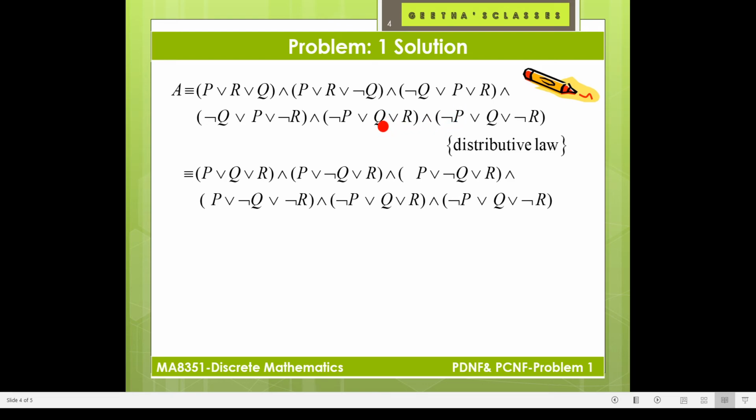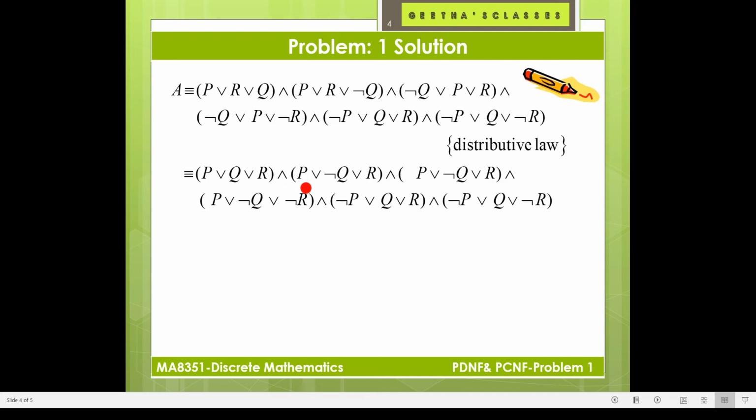Okay. So we are expanding by using distributive law, right? So next step. Here we are rearranging in order. P, Q, R, that is the order, right? So we are rearranging in that order. You rearrange and check whether any terms are repeated.